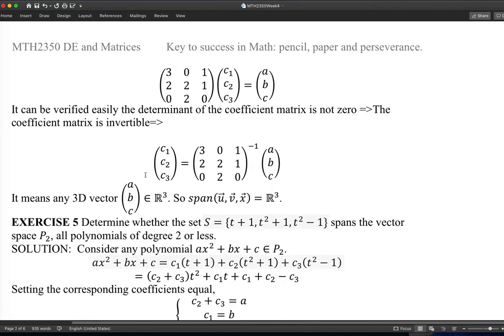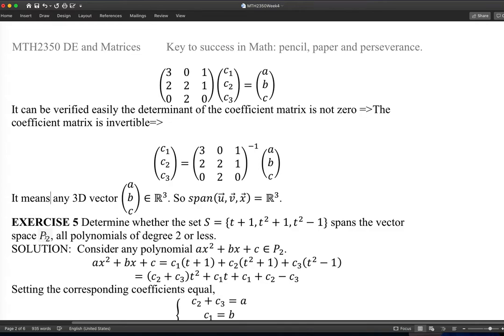And the next example, let's take a look. Vectors we usually consider are two-dimensional or three-dimensional. But in mathematics, we can consider any object as a vector. It could be functions. So for the next part, we have a set of functions: 1, t plus 1, t squared plus 1, t squared minus 1. We want to identify the span of the set, and in particular, we are hoping this span will cover the entire vector space P2.